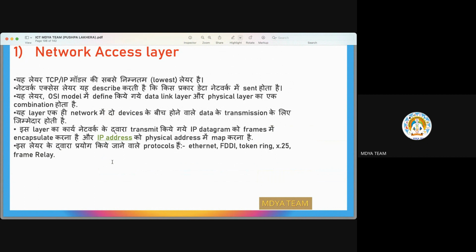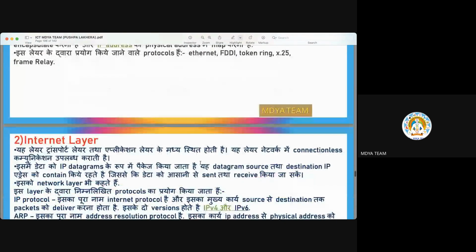Ma'am, can you explain? Token ring you explained yesterday, but Ethernet and FDDI? Okay, I'll tell you in the next class. It is also some form of networking protocol, I think. I don't know much detail now.